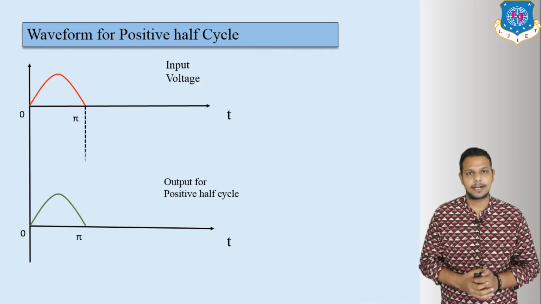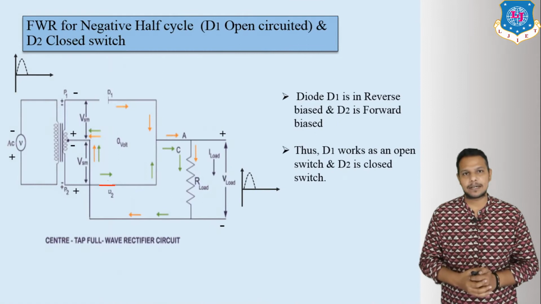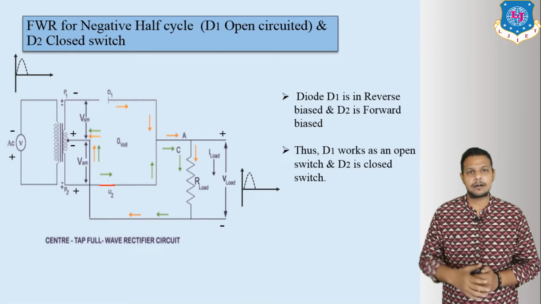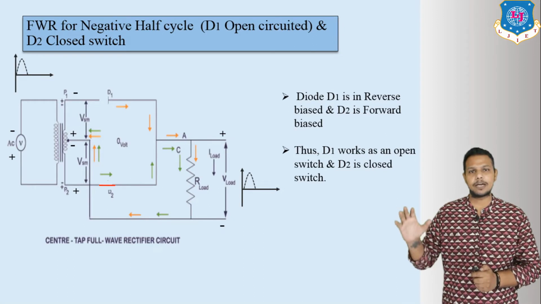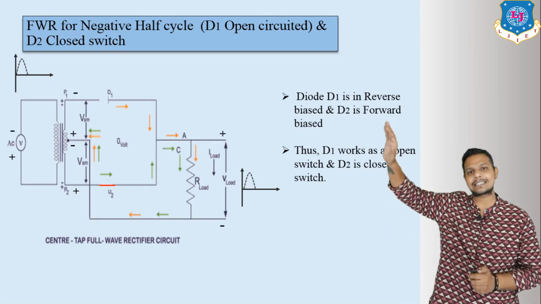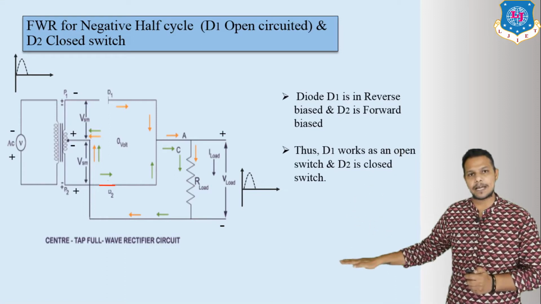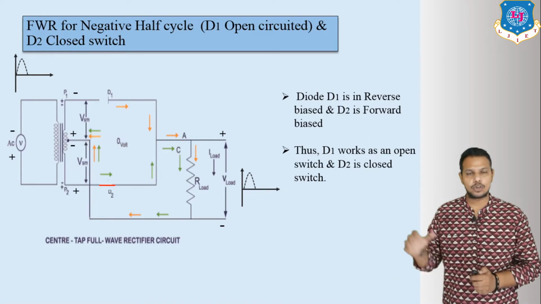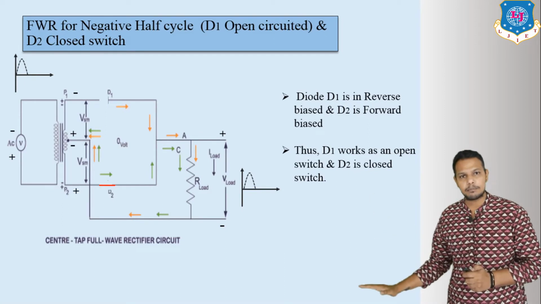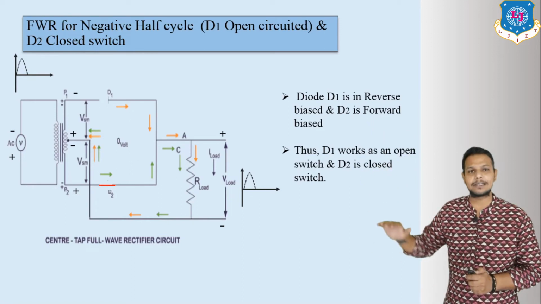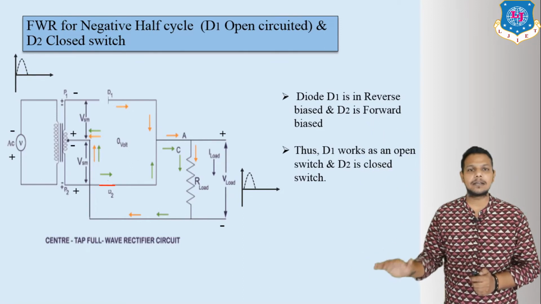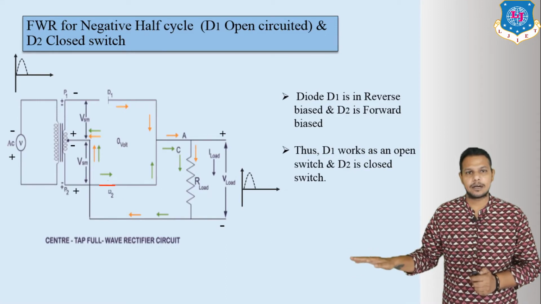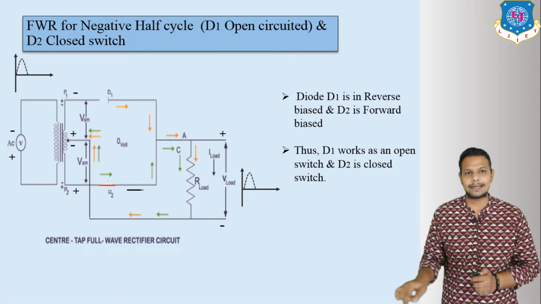Now let us discuss the negative half cycle. If we apply a negative half cycle at the input side, then what happens? Then the polarity is changed. Below is plus and above is minus. So current always flows from plus to minus. If current flows from below to above, that means diode D2 works in forward bias. If it works in forward bias, then current always flows in this direction.